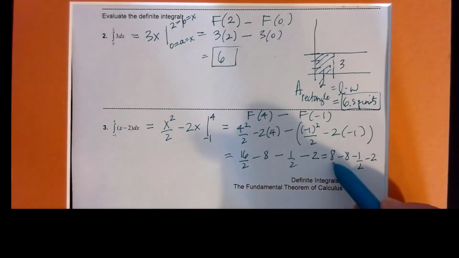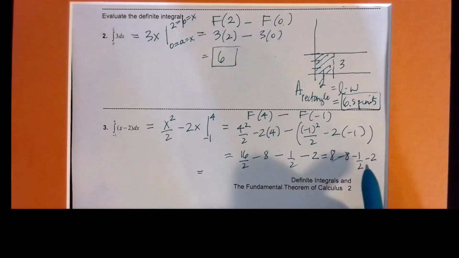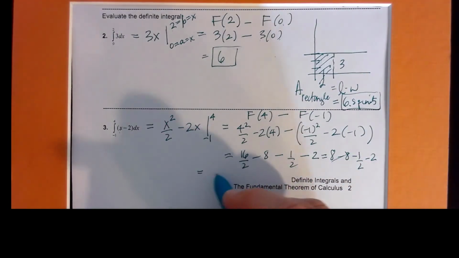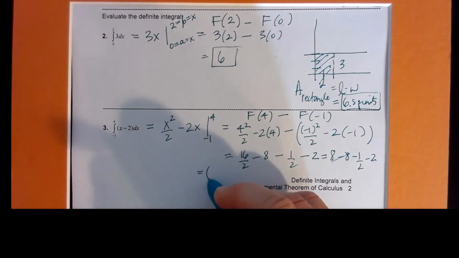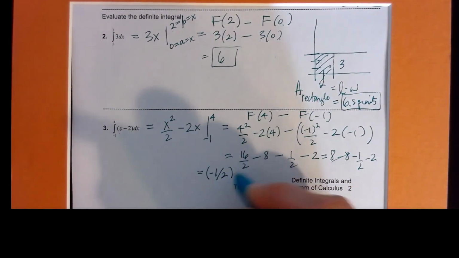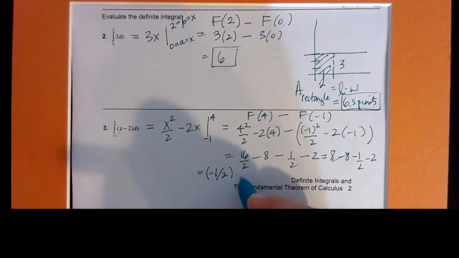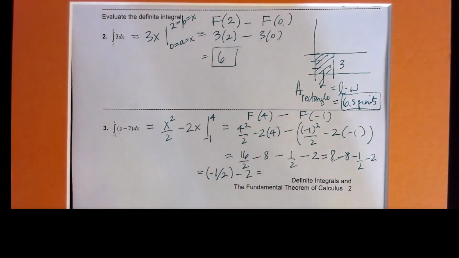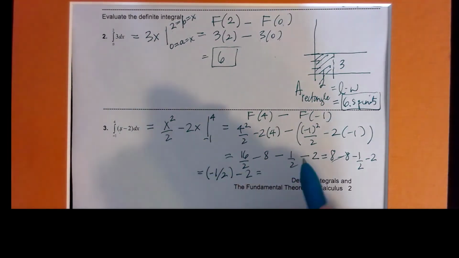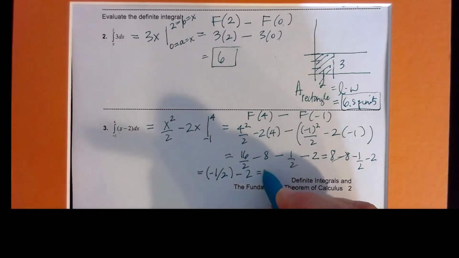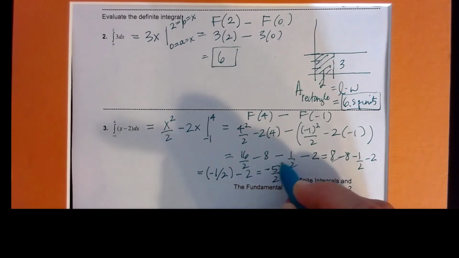So the 8's are going to cancel when we evaluate this. And we'll just have -1/2 take away 2. So in your calculator, be sure you have parentheses around the fraction, just like that, and then take away 2, and that should give you like -2.5. So -1/2 and -2 is going to give me -2.5, or -5 over 2.